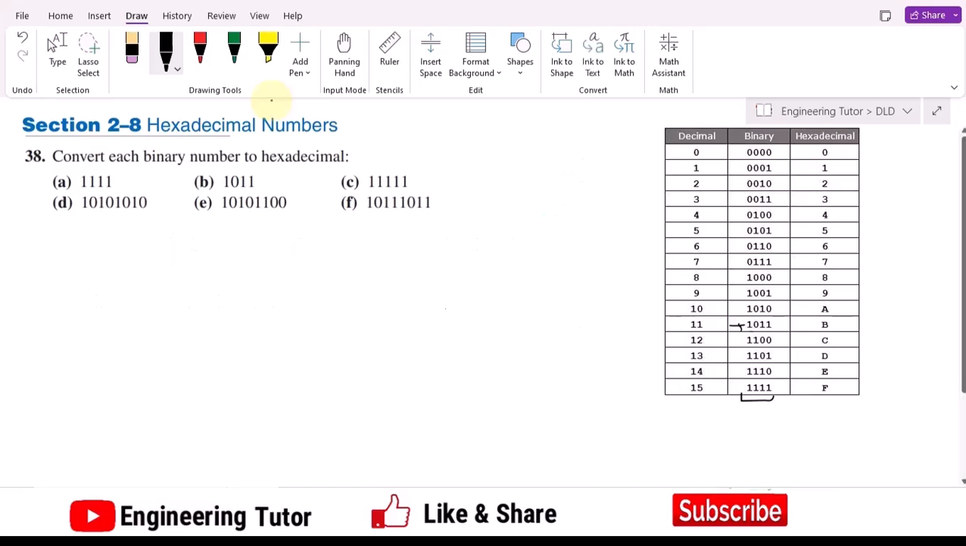In part D, we can see how many bits we have. These 4 and the last 4, because this is an 8-bit number. 1010 is A. Similarly, this is also 1010, so this is also A. So that is AA16, the hexadecimal equivalent of part D.